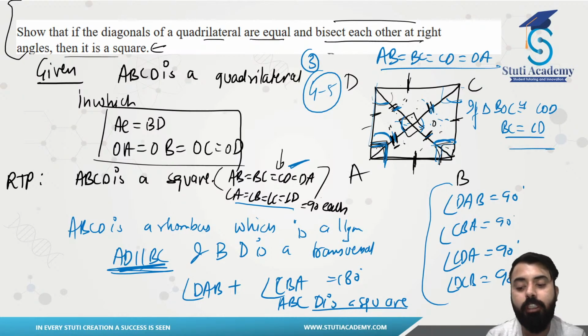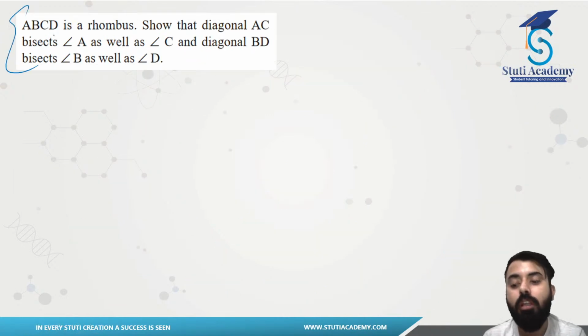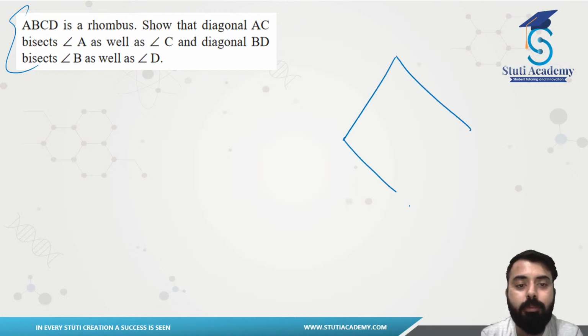Now let's move forward and see what we have for now. So the next question is this one. We have been given that ABCD is a rhombus, in which we have to show that AC bisects angle A as well as angle C, and diagonal BD bisects angle B as well as angle D. So for this, let's prove this one. Firstly, let's draw a rhombus. Let's say ABCD is a rhombus.